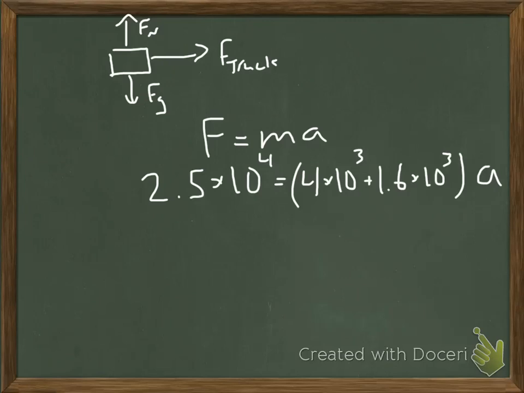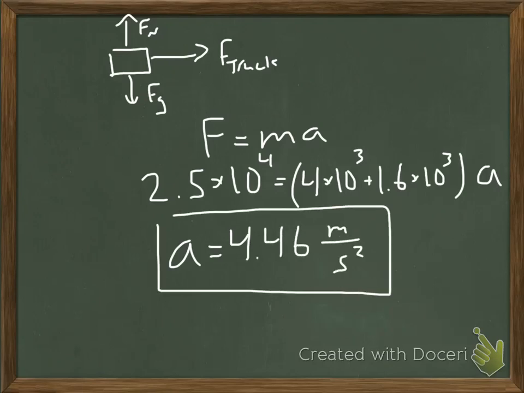We have the net force on the left side of the equation because there's really only one force in the x direction. And then on the right side of the equation, I have my combined masses of the car and the truck times acceleration, which is the unknown. We can solve for acceleration, and there's our answer. Okay? Now the next step is to solve for the tension between the truck and the car.